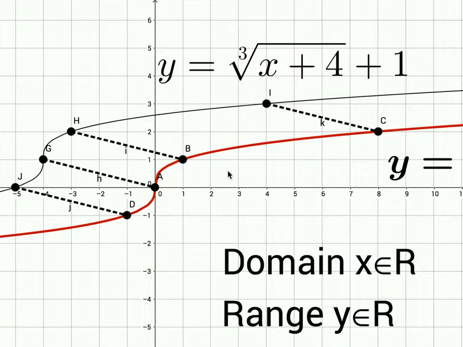Now please take a look at your example number 1. You are given a function f of x equals the cube root of x plus 4, then plus 1. How would I graph this function? Remember, when you have a number operating with the x, this plus 4 is inside the cube root. Do you agree that this plus 4 is operating with the x?